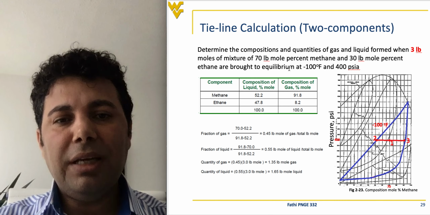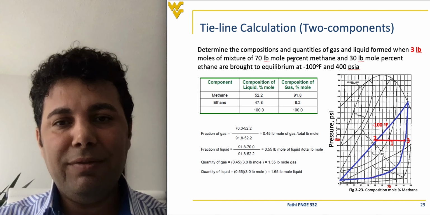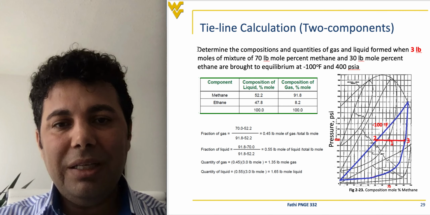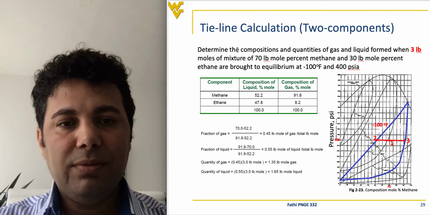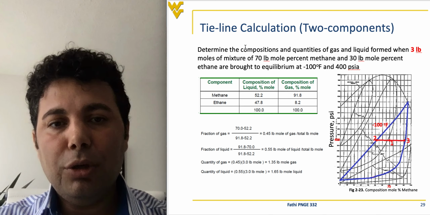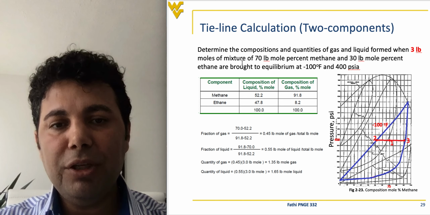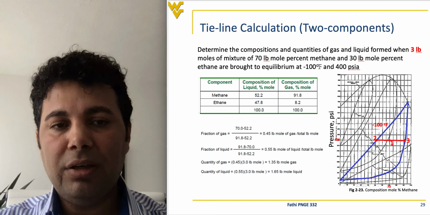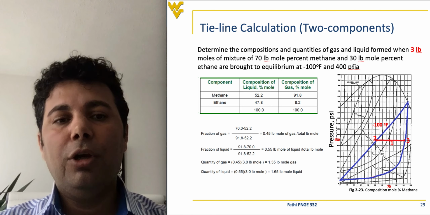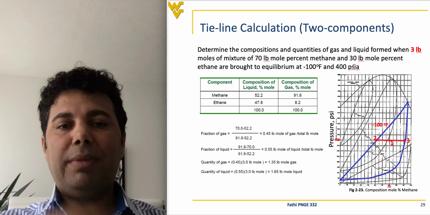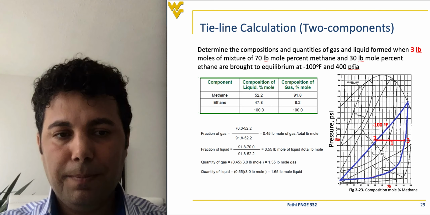So this generally has been a closed book question every semester. What it says is: find the compositions and quantities of gas and liquid formed when 3 pound-mole of a mixture of 70 pound-mole percent methane and 30 pound-mole percent ethane are brought to equilibrium at minus 100 degree Fahrenheit and 400 psi. So we are going to mix methane and ethane, okay?